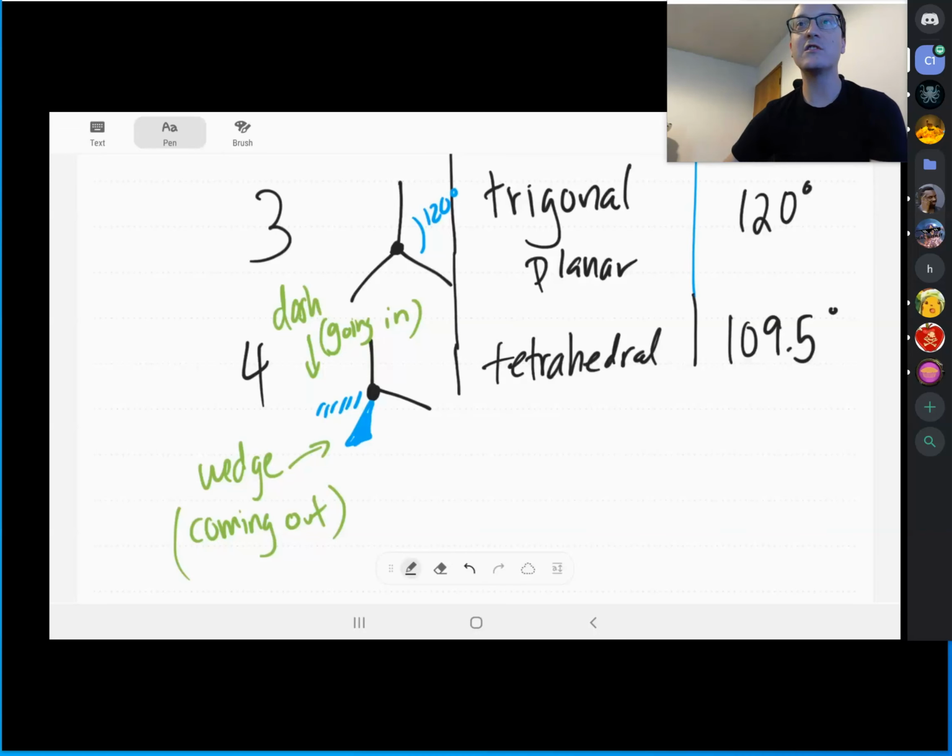Cool. Any questions on these? So we're only going to have either 2, 3, or 4 electron domains. Okay?